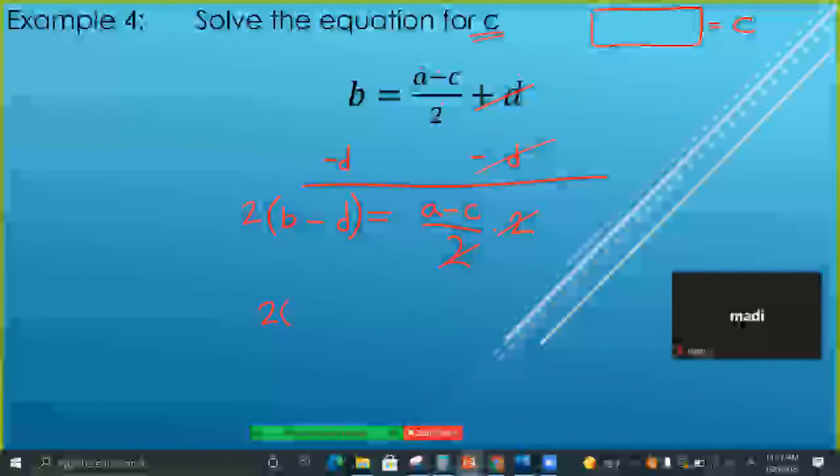So we've got 2 times B minus D equals A minus C. All right, since A is positive, and it's like minusing C. You see that? It's subtracting C. I want to undo that with a minus A itself. It's a positive A, right? So what would I want to add to that? I would want to add a minus A. So I'm essentially subtracting A from both sides.